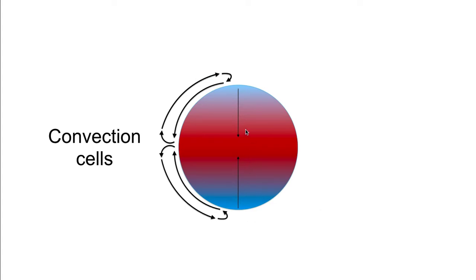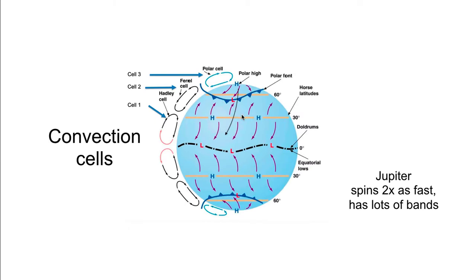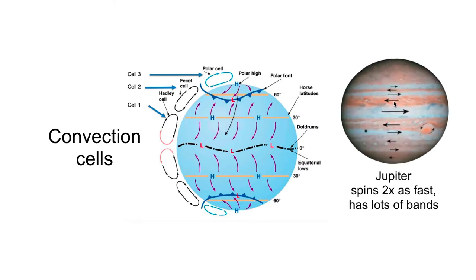It's much more complicated. But maybe we can explain why. We know that as air masses move from the poles towards the equator, they get deflected because Earth is rotating. That's the Coriolis effect we learned about. That causes the cells to get split into a few smaller cells. On Earth, we've got 3 of them. But look at the stripes on Jupiter. They are evidence of lots more convection cells. Jupiter spins twice as fast as Earth, so the Coriolis explanation makes a lot of sense.